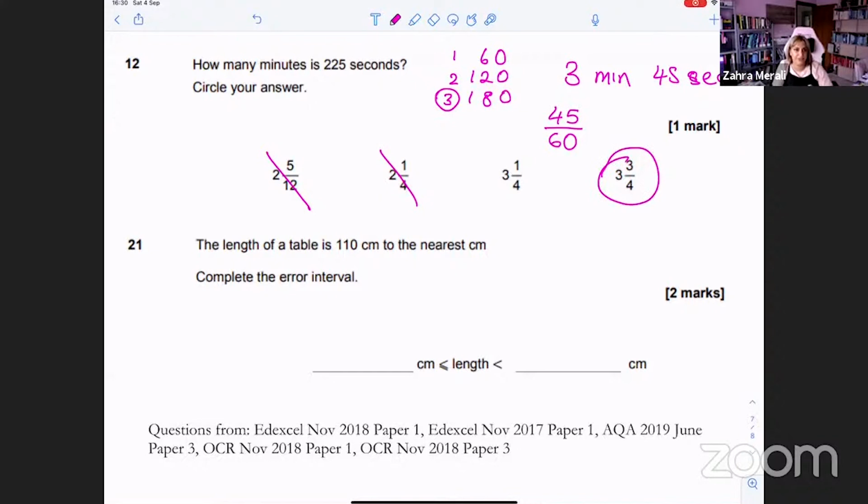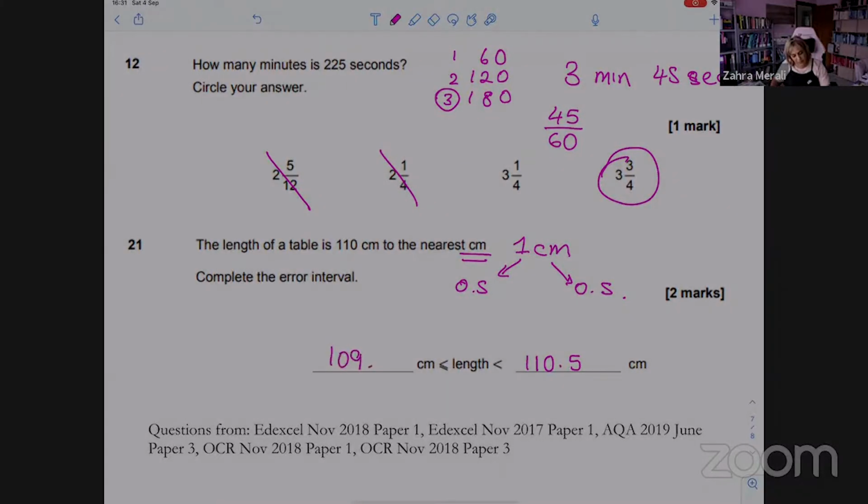Right, the length of a table is 110 centimeters to the nearest centimeter. Complete the error interval. So it's just saying, what could it have been rounded to either side? All you do is you say 1 centimeter and you split it, 0.5 and 0.5. So you're going to add 0.5 and you're going to minus 0.5. So you'll get 110.5, and then 110 minus 0.5 gives you 109.5.